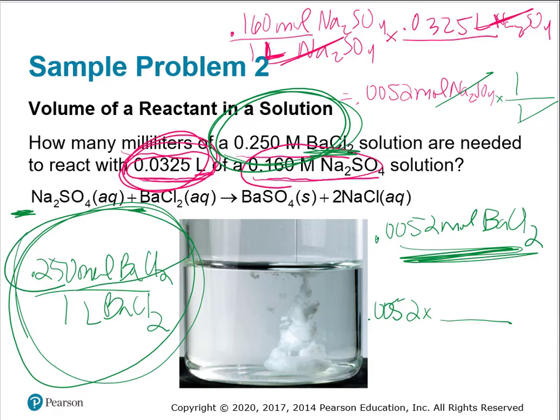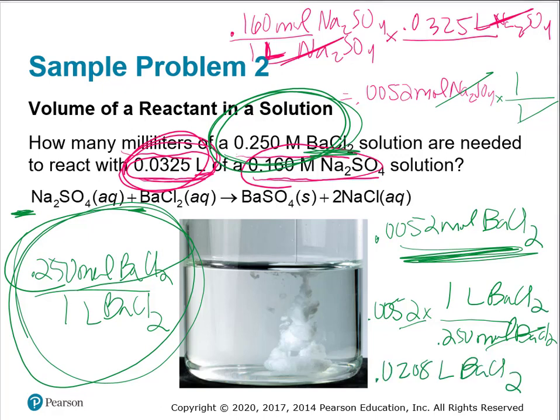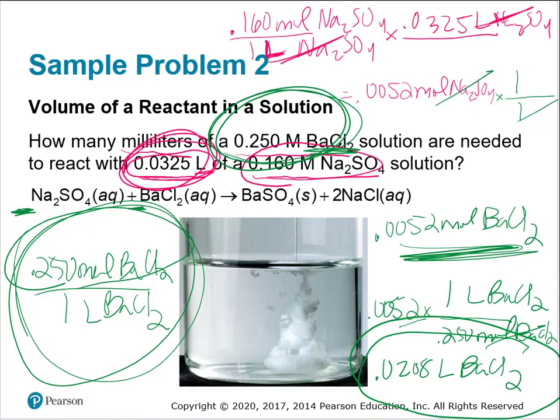So I need my moles of barium chloride on the bottom. The 0.250 moles of BaCl2. Those will cancel for 1 liter of barium chloride. And that gives me 0.0208 liters of barium chloride. Cool, we're done. Oh, almost. It wants milliliters. This is in liters. So let's just times it by 1,000. That would be 20.8 milliliters of barium chloride.